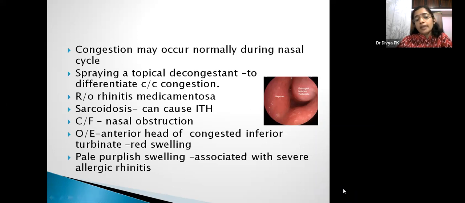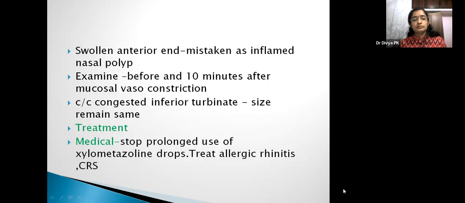On examination, the anterior head of the inferior turbinate will be congested and will present as a red swelling. If it is associated with allergy, severe allergic rhinitis, there will be a pale purplish swelling. One of the most common causes of referral in general practice is confusing an inferior turbinate with a polyp. For examination, I use a nasal topical decongestant, and if it is decongested, it is usually inferior turbinate hypertrophy.